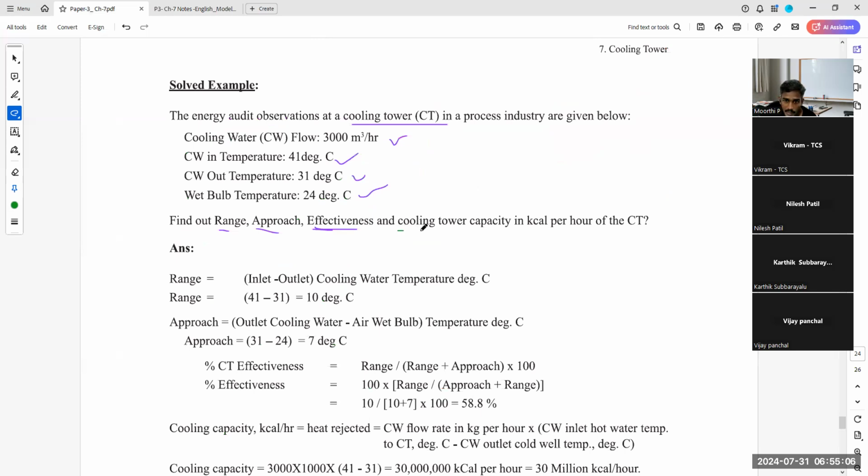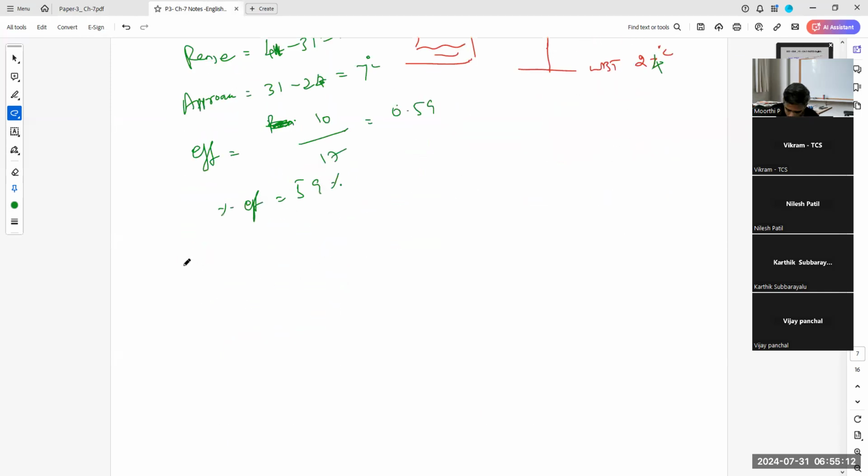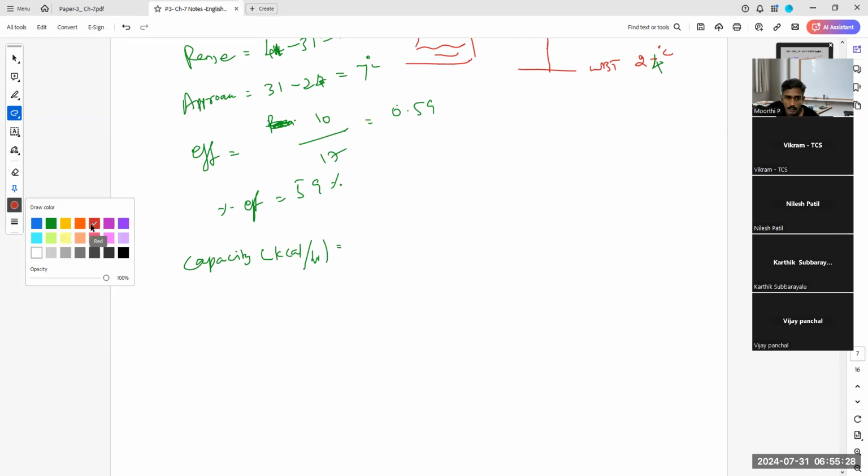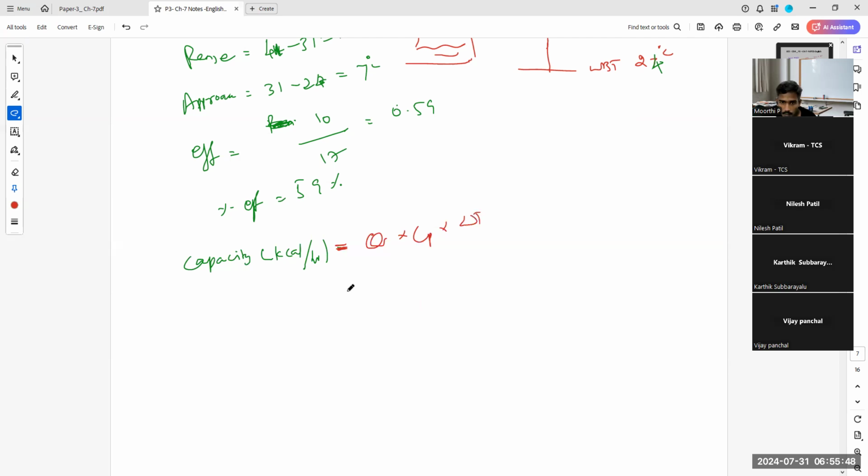Next, they are calling cooling tower capacity, kcal per hour. What is the formula for capacity? Q into Cp into delta T. Understand? This is a basic formula. Always remember.